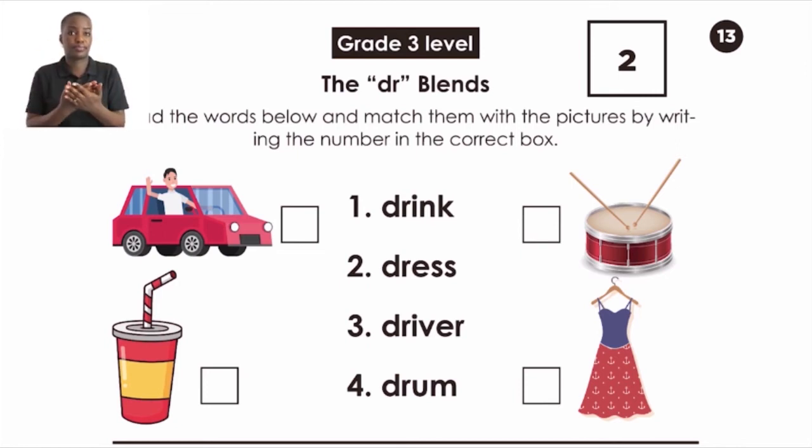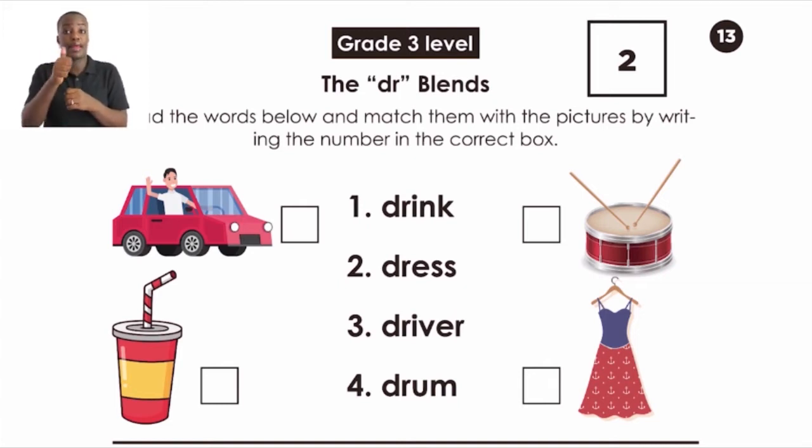Let's take a look at the pictures. We can see that there is a car, but the word we want there is driver. So I'd like you to take your pencil and write what number in the order that we can see that the word driver comes. Is it 1, 2, 3, or 4? The next we can see a drink. Is drink 1, 2, 3, or 4?